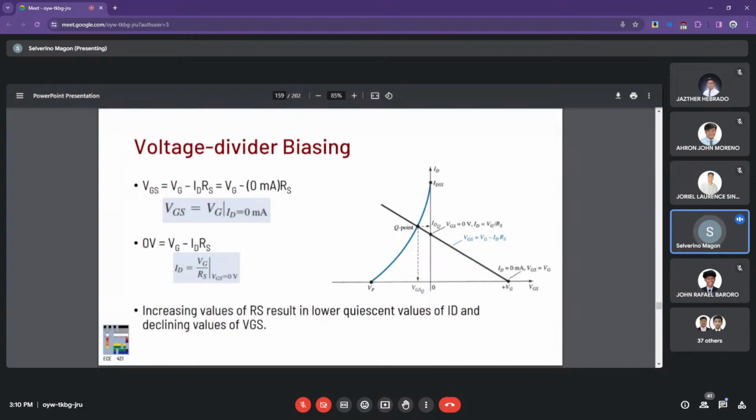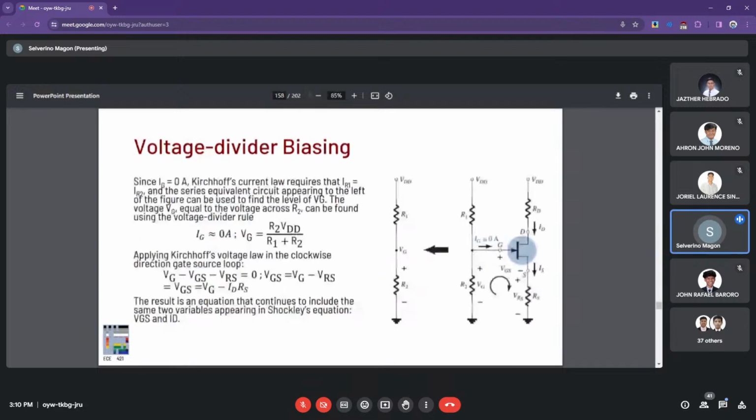Here, for the voltage divider bias, in the case of zero drain current, we can see some positive gate voltage already, right? Okay, so some positive VG at zero drain current because of the introduction of the biasing here.